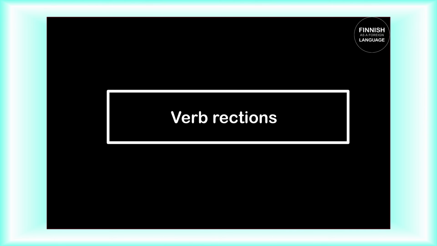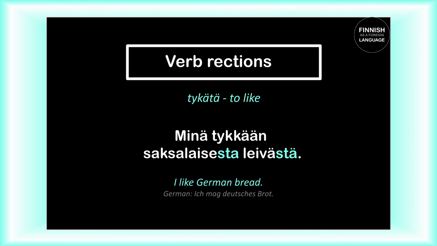We move on to our next chapter, the verb fractions. As mentioned before, there are some verbs that require the elative case, or at least can also be combined with the elative case. Let's have a look at some examples. Our first verb is tykätä, which means to like. This verb requires the elative case. So, for example, we can say minä tykkään saksalaisesta leivästä, which means I like German bread.